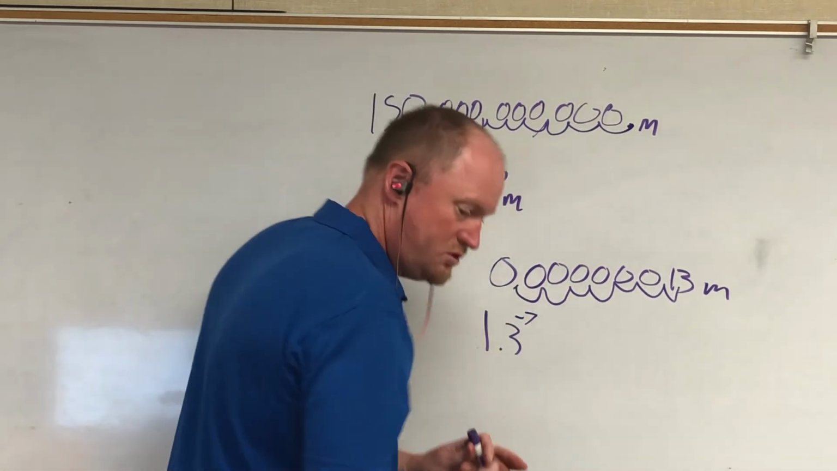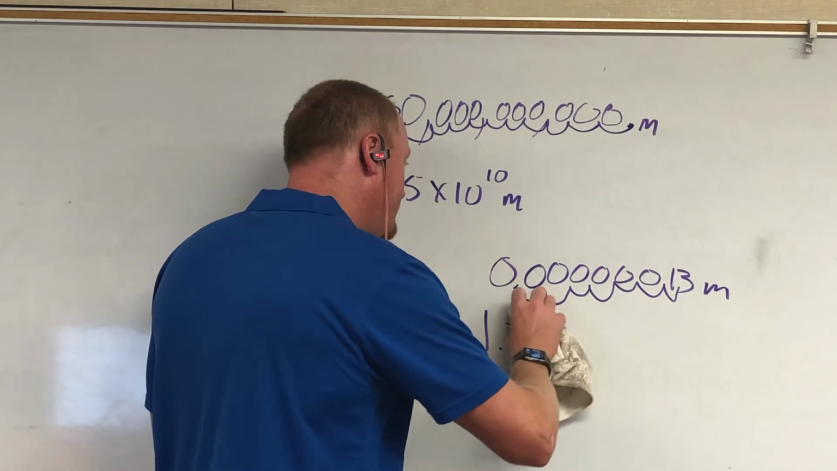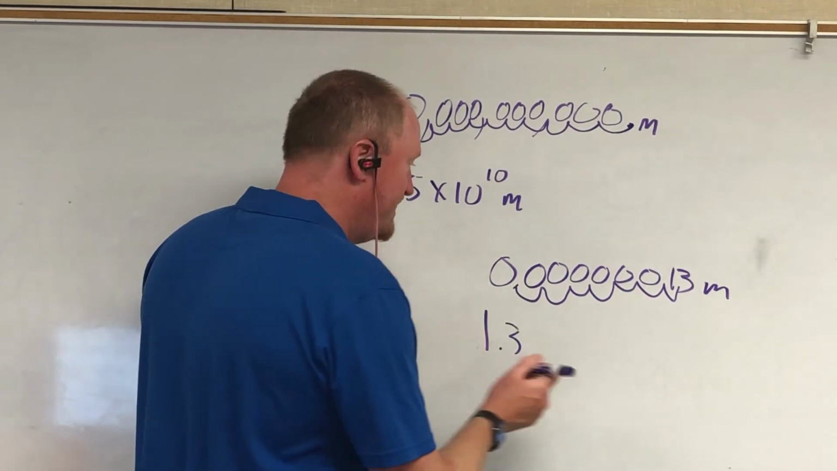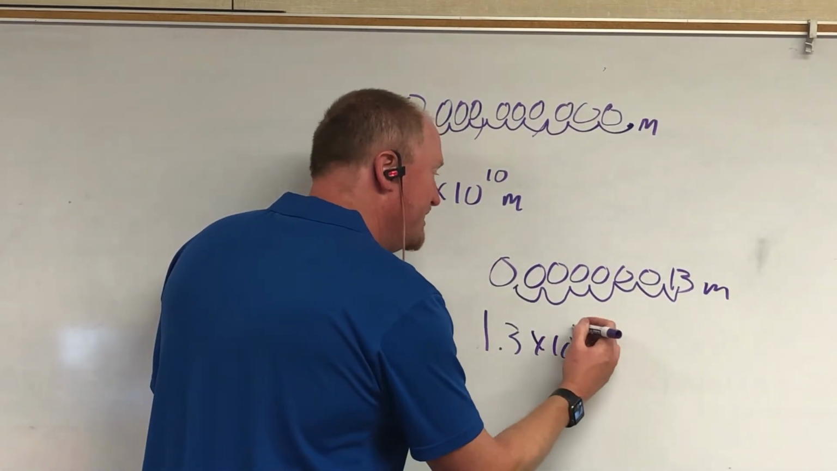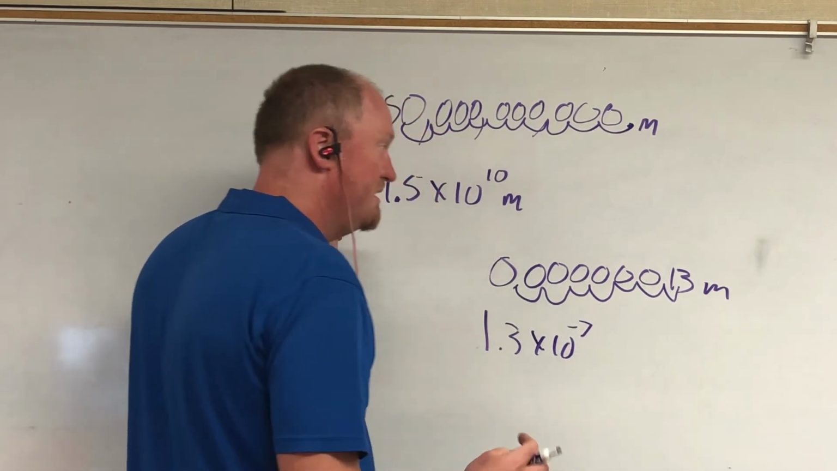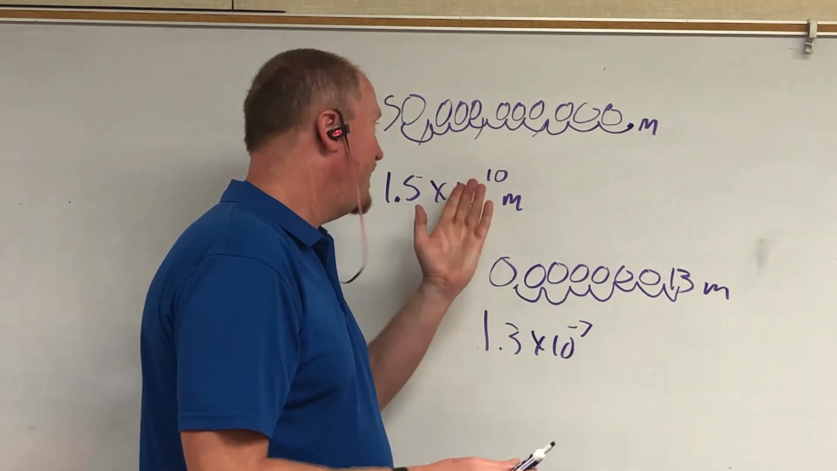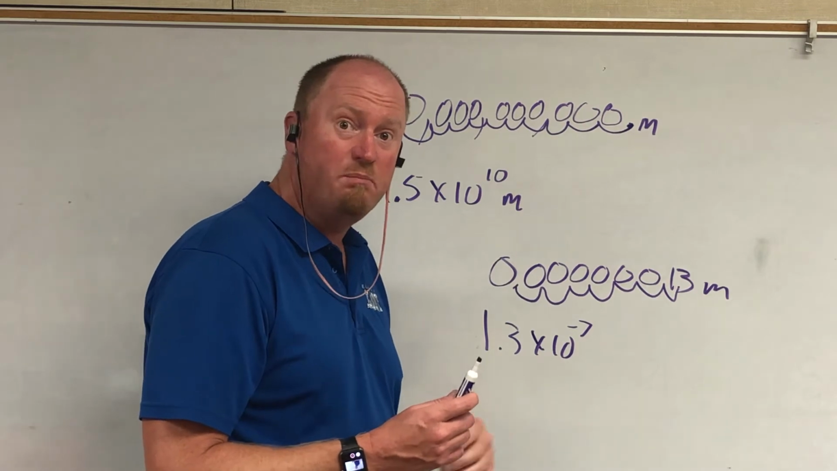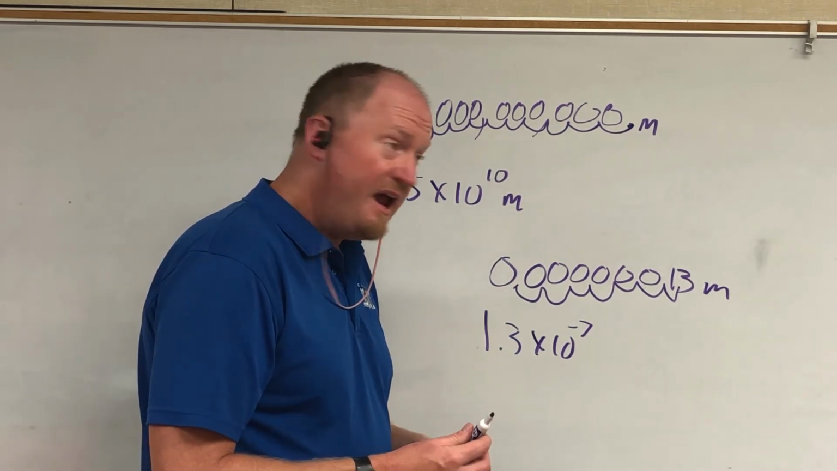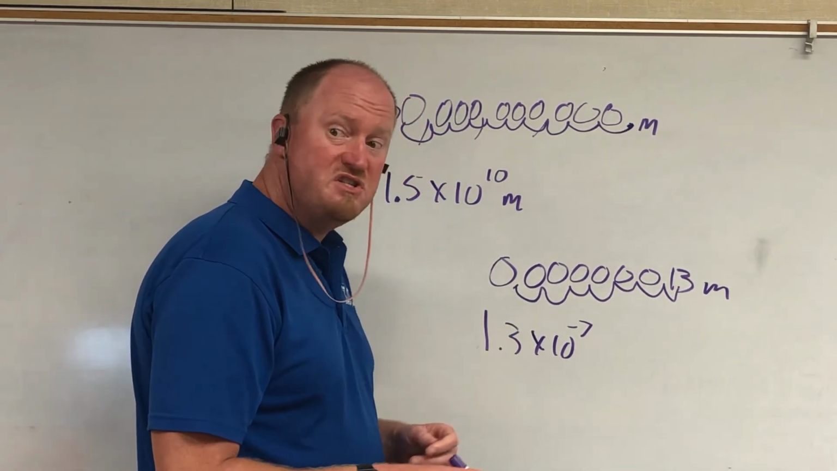Made a mistake there. Sorry. 1.3 times 10 to the negative 7. The way you remember it: positive big, negative small. Pretty easy, right? And going the other way is pretty straightforward.